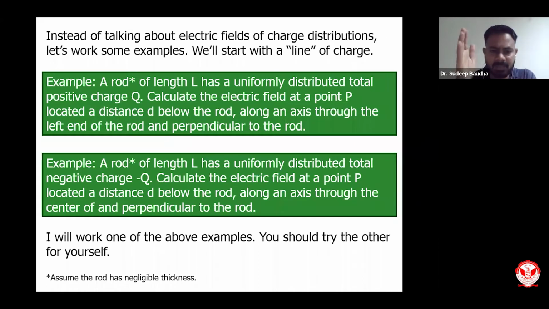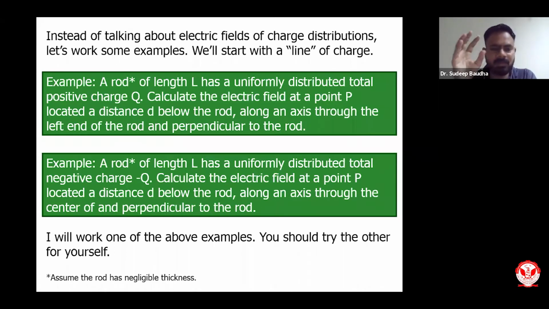We need to calculate the electric field at a point located at distance d below the rod. So I have a rod of length L which has a negative charge minus q. We are about to calculate the electric field at a point P, which is distance d below the rod, and it is along the axis through the center of and perpendicular to the rod. So this is the second geometry.